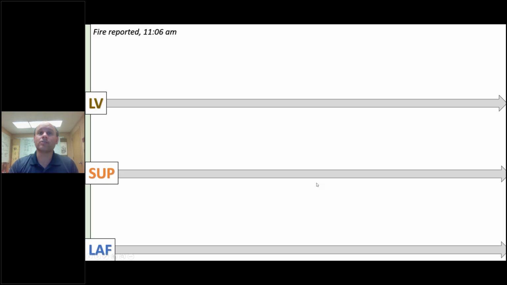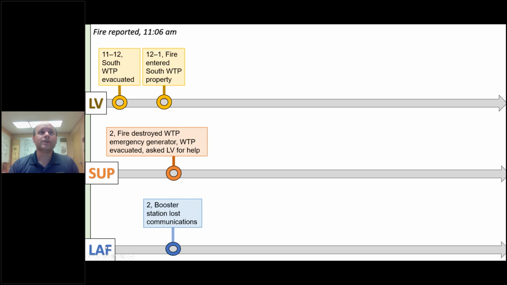And really, in the first 24 hours, water systems are kind of on their own. So Louisville, Superior, and Lafayette here in Colorado were the 3 largest. As the fire came into the area, the treatment plants were evacuated. Louisville had 2 treatment plants. They had a south plant and a north plant. The north plant wasn't affected, but the south plant was affected. Superior only had 1 treatment plant. And so fire embers came into the treatment plant area and actually burned down their generator. So at that time, they also lost power, and they called their neighbor Louisville and said, hey, can we open the interconnection and start receiving water from you so we can maintain pressure?